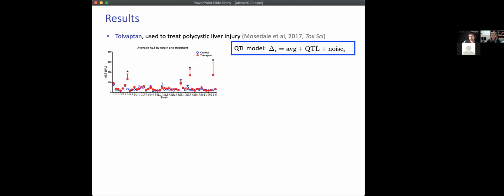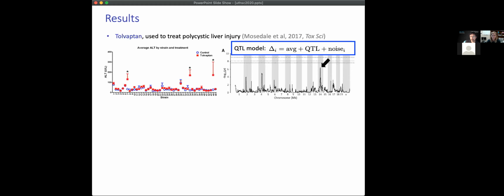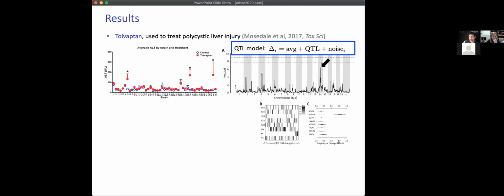We did our QTL mapping by using delta as a response, and we didn't get something super significant, but in terms of the other evidence we got, it was really very clear. And certainly looking at the strain effects, it was very, very clear. And I'm going to talk about power in a minute.